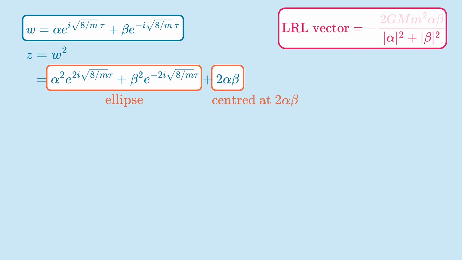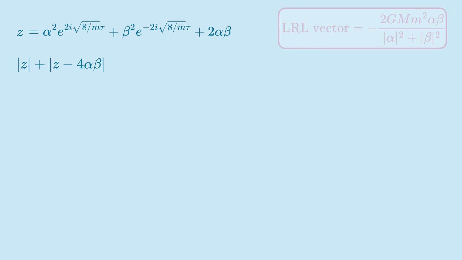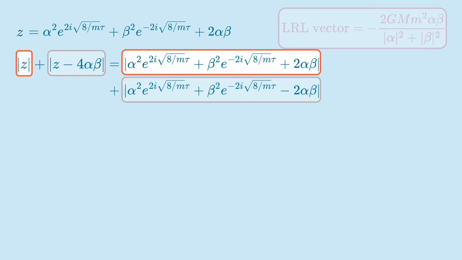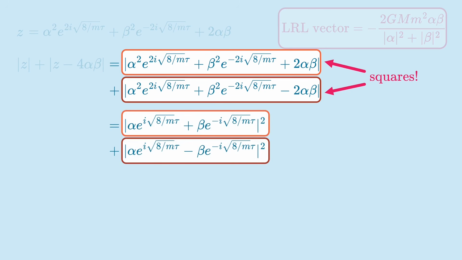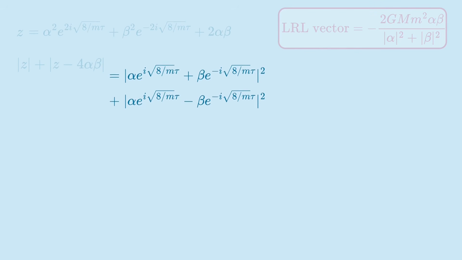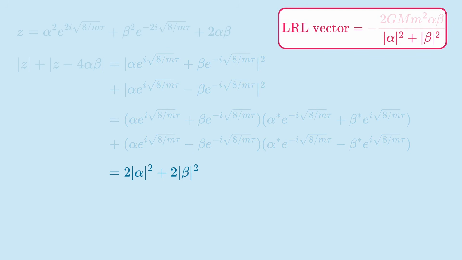What about the mod alpha squared plus mod beta squared in the denominator? For that, we compute a weird quantity: mod z plus mod z minus 4 alpha beta. The first step is a pretty direct substitution, giving two similar-looking moduli, but they are now both perfect squares, so we write them as some modulus squared, and doing similar computations as before, a lot of terms cancel, and we are left with 2 mod alpha squared plus 2 mod beta squared, and this appears in the expression for the LRL vector.